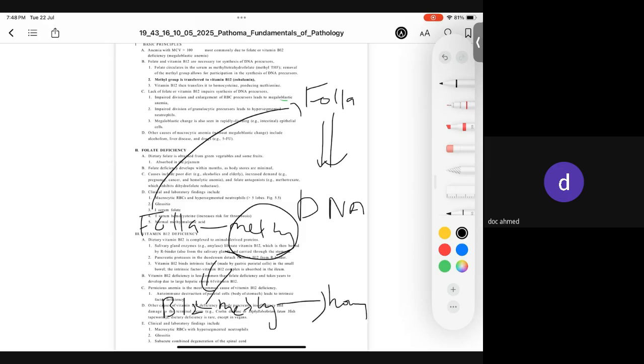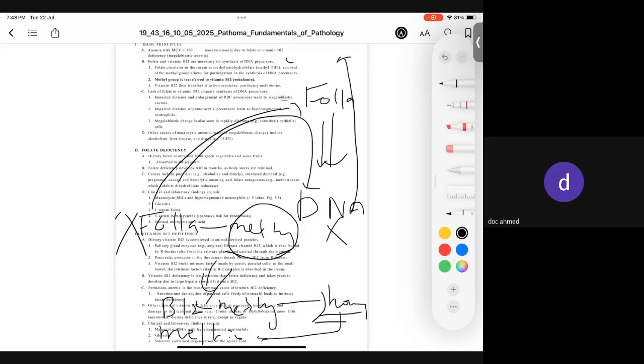Did you guys remember this? I just taught you this entire part, right? Yes. Homocysteine then is going to be converted into methionine. If we do not have folate, can I make DNA? No. If I cannot make DNA, can I undergo cell division? No. It means that folate deficiency is going to lead to macrocytosis.